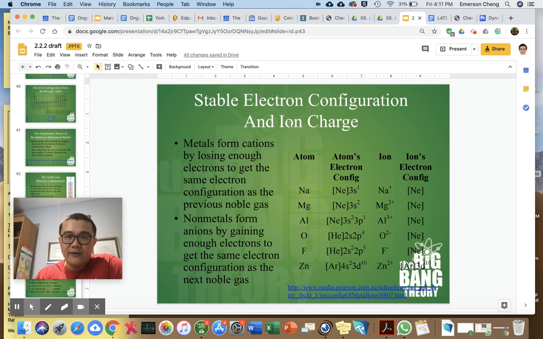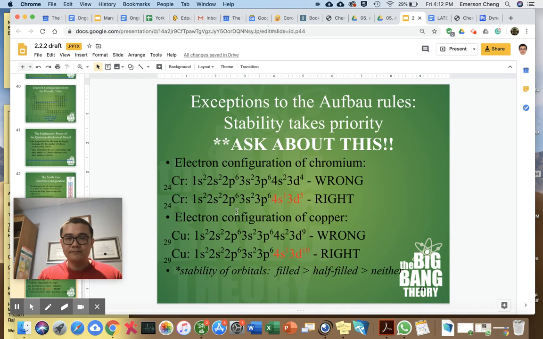So, stable electron configuration and ion charge. Now metals form cations by losing enough electrons to get to the same configuration as the noble gas. Non-metals like to gain electrons to go to the same electron configuration as the noble gas. It's very similar to what you learned in grade 9 and 10: why metals become positive ions, the non-metals become negative ions, so that they look like the noble gas. Exceptions to this rule: stability takes priority.